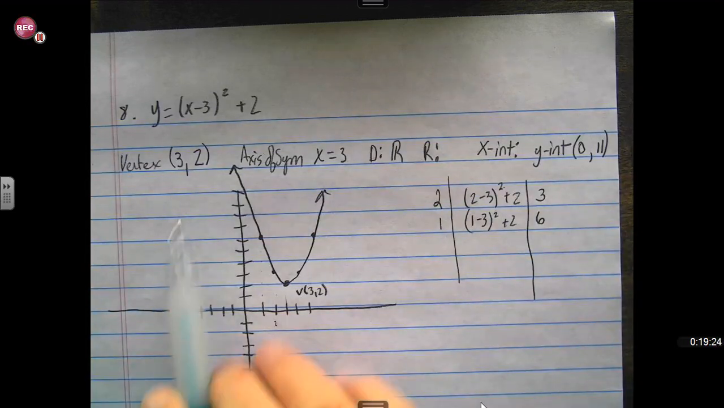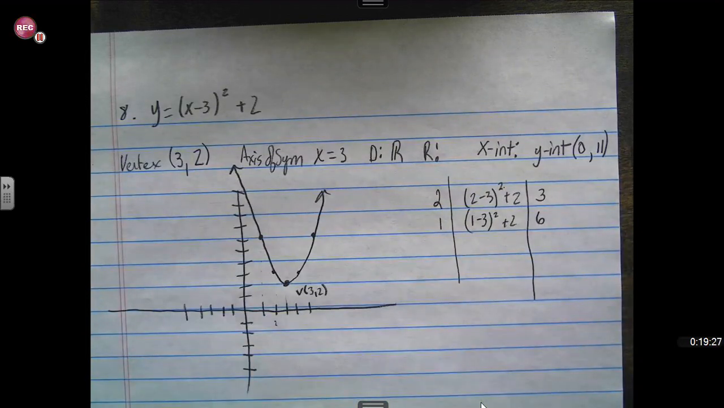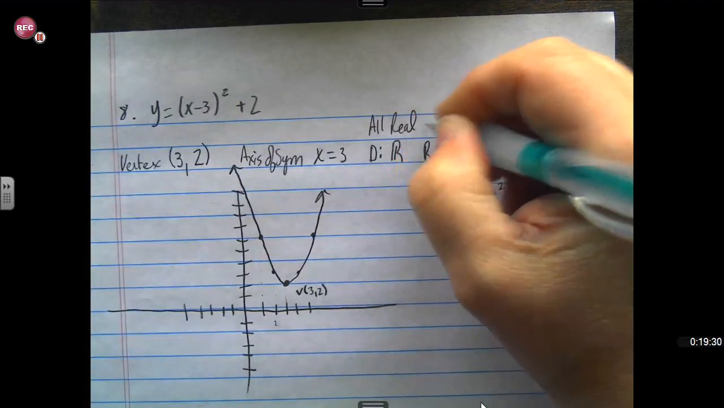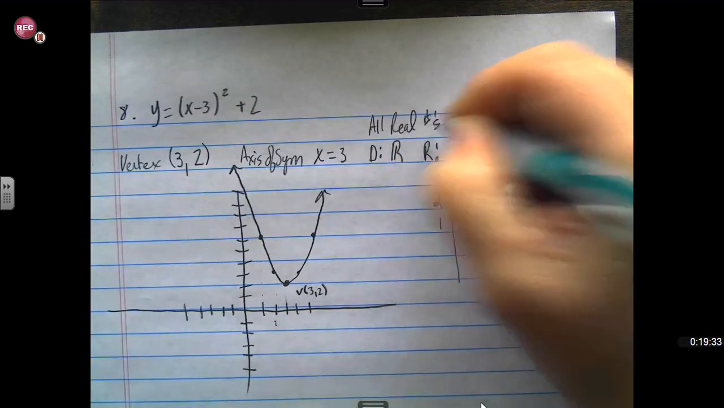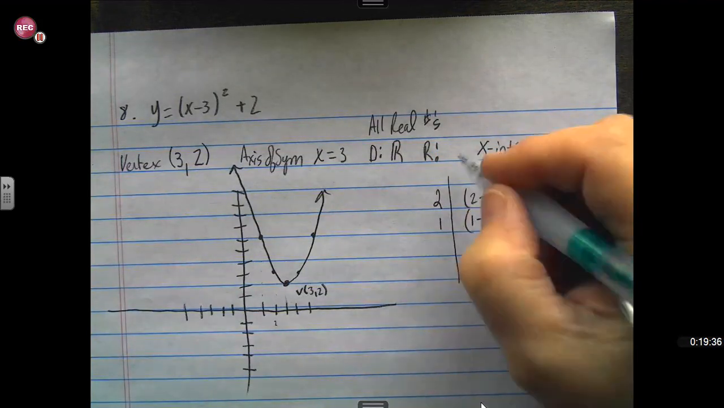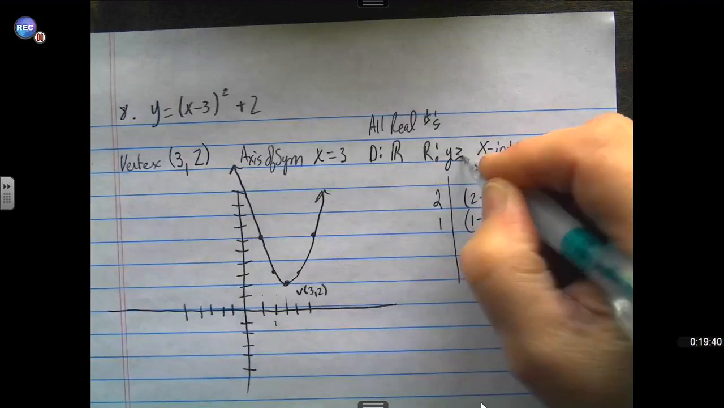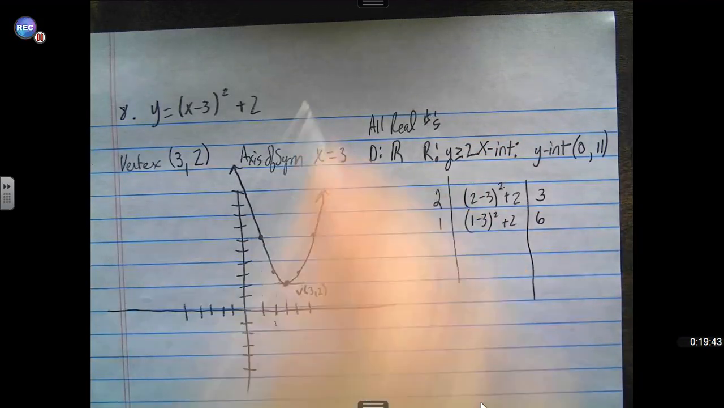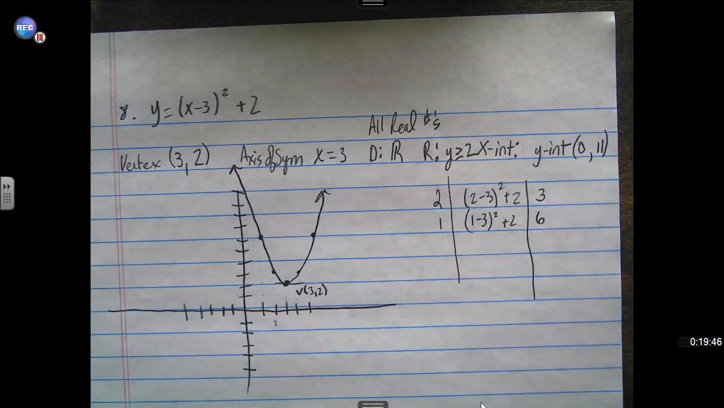We have the vertex, the axis of symmetry, domain, and if you can't make that symbol, we've talked about this, then you can write out all real numbers. The range is y is greater than or equal to 2 because it's from here up, so greater than or equal to 2. And that's all the stuff.